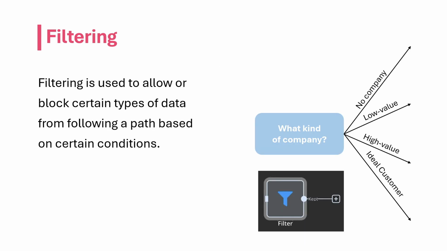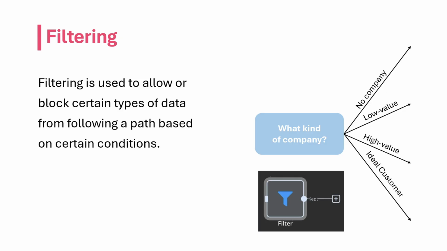Then our second thing is filtering. Filtering is used to allow or block certain types of data from following a path based on certain conditions. So a filter helps you define rules. For example, only continue the workflow if the company name equals, let's say, ABC Private Limited, or if the email address contains, like, xyz@gmail.com.